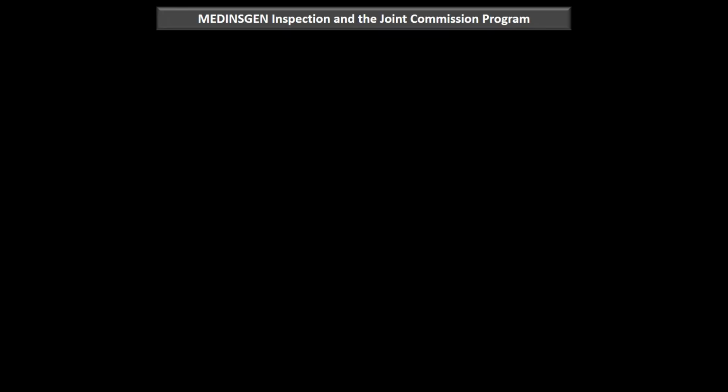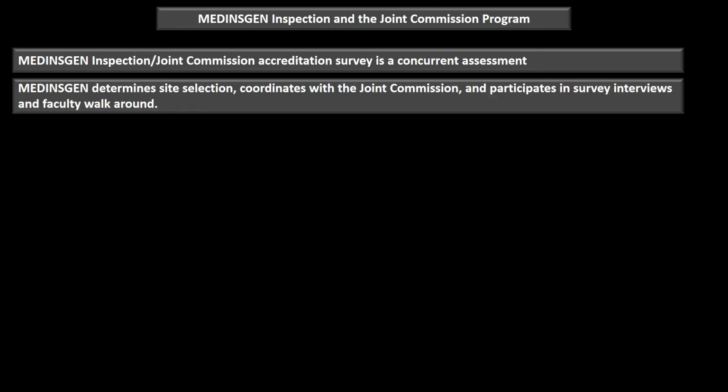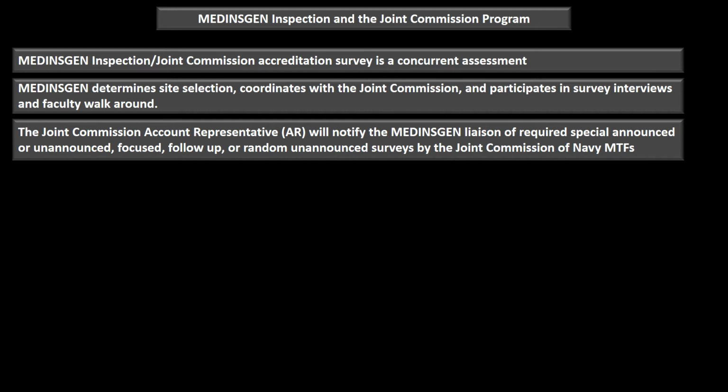So when the Med Inspector General Inspection Program is coming down to inspect an MTF or clinic or somebody who provides us patient care, they're going to do it with the Joint Commission. So the Med Inspector General Inspection and the Joint Commission Accreditation Survey are done concurrently. They're going to have a concurrent assessment, so they're going to coordinate with each other. The Med Inspector General determines the site selection, coordinates with the Joint Commission, and participates in survey interviews and the facility walk-around. The Joint Commission account representative is going to make sure to notify the Med Inspector General Liaison of any required special announced or unannounced focus, follow-up, or random unannounced surveys by the Joint Commission of any Navy medical treatment facility.